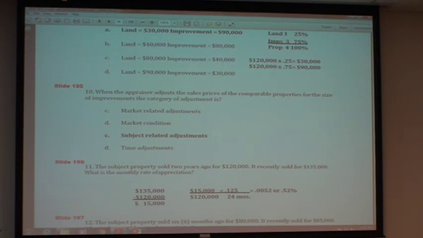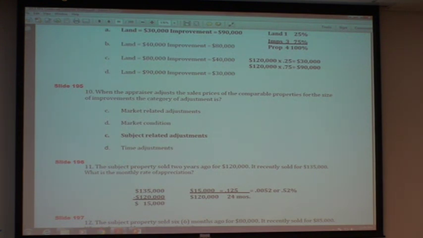So you probably sold 2 years ago for 120, recently sold for 135. The formula: take the current sales price minus the earlier sales price, divide by the earlier sales price. That would give us 12.5%. That's over the 2-year period. And if we want to go monthly, divide by 24 months, or 0.52% per month.